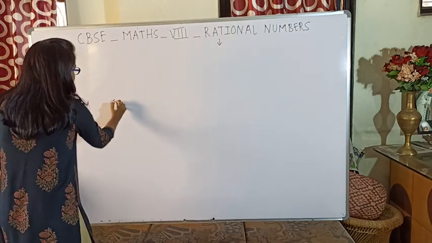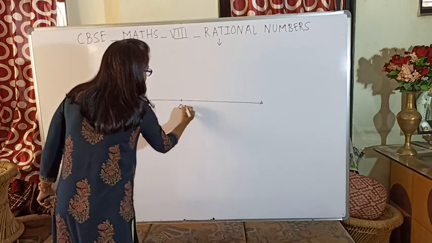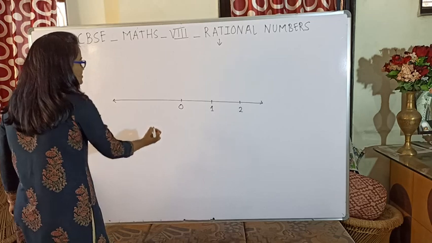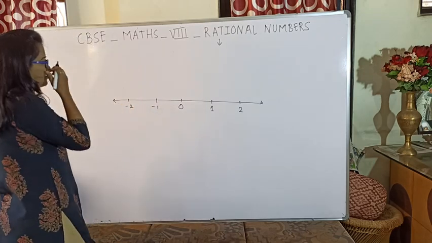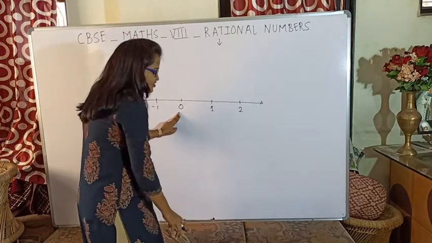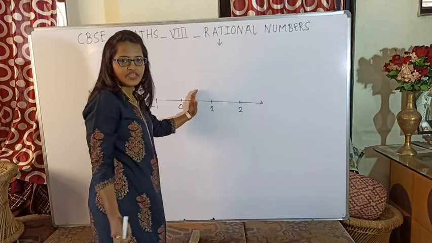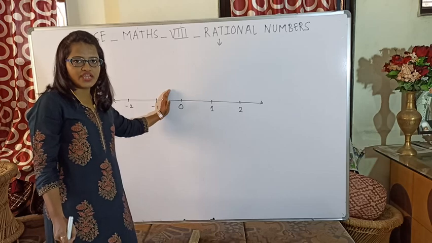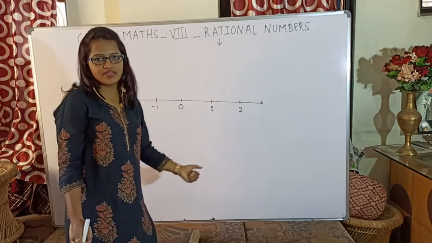Let me draw a number line first. Okay, so this is my 0, 1, 2 on the right side, whereas the negative numbers on the left side, right? If I have to represent only natural numbers, my number line would start from here, so only the positive side. If I have to represent the whole numbers, my number line would start from 0, and if I have to represent integers also, so this will be my number line, right?